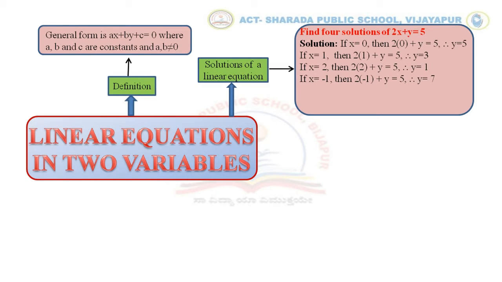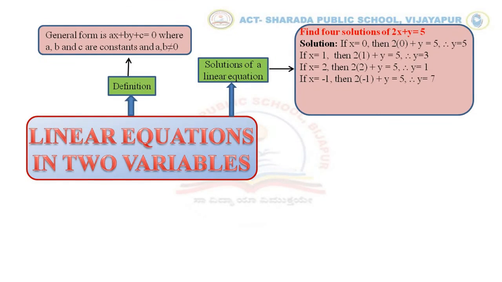If x is equal to 0, then we get y is equal to 5. If x is equal to 1, we get y is equal to 3. If x is equal to 2, we get y is equal to 1. If x is equal to minus 1, we get y is equal to 7. That means all these four different pairs of values of x and y satisfy the equation 2x plus y is equal to 5. That's why all these pairs of values of x and y are called solutions of the equation 2x plus y is equal to 5.